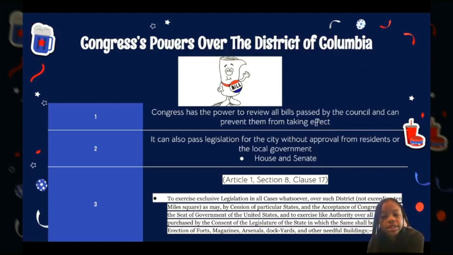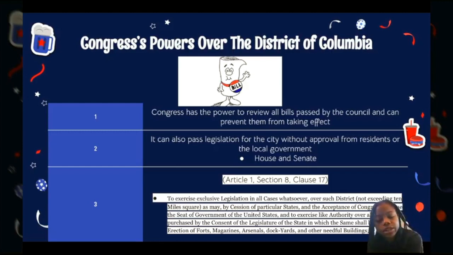The first one is Congress has the power to review all bills passed by the Council and can prevent them from taking effect. The second one is Congress can also pass legislation for the city without approval from residents or the local government, meaning like House and Senate, etc.